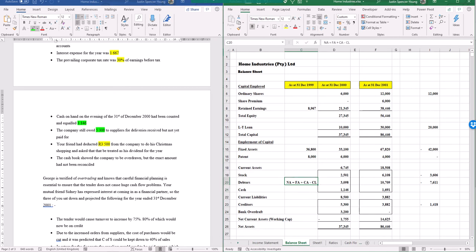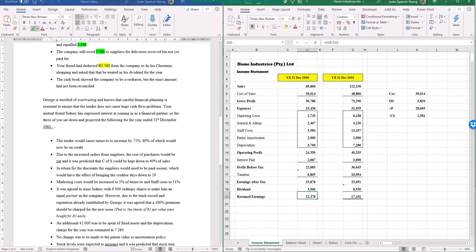NA, we've got it. There it is. Fixed assets we've got. We're going to use those. CA we've got. There it is. The part we don't have is CL because we're missing the overdraft. So plug in what you've got, solve for CL. Once you've got the CL, then subtract out the creditors and you'll be left with the overdraft. And there we've completed the 2000 year for home industries. Let's move straight on to the next year.